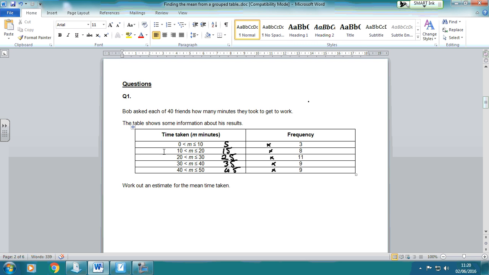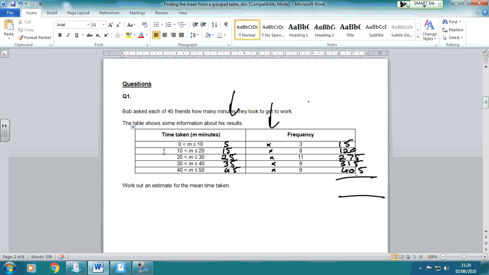Okay, so step 1, we find the midpoints. Step 2, we multiply them. So if we do 5 times 3, that's 15. 15 times 8 is 120. And then if you do all this on the calculator, 25 times 11 is 275. 35 times 9 is 315. 45 times 9 is 405. Believe it or not, I did that without a calculator.